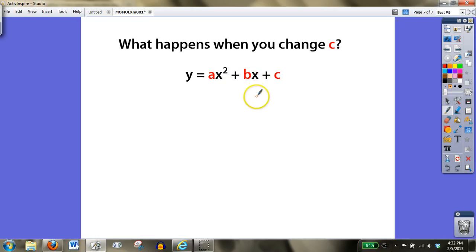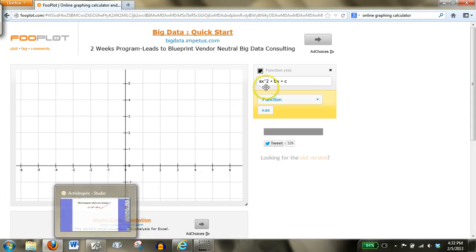So one last thing we're going to do, and then we'll save the rest for another day, is let's take a look at c. What happens when you change this number? So b of x, or not b of x, but b times x, we're just going to still ignore that. And we're going to focus on what happens when we change this number. So after you copy this down, let's go ahead and take a look at our graph.